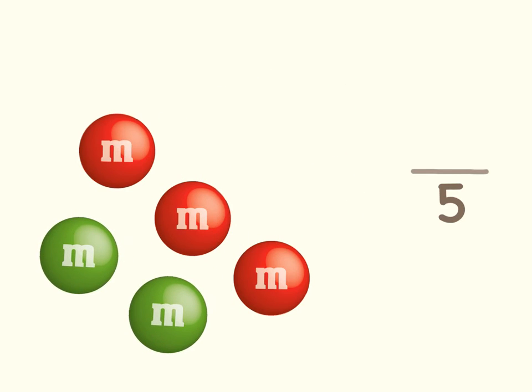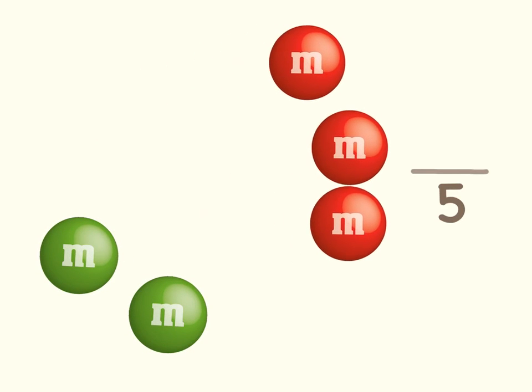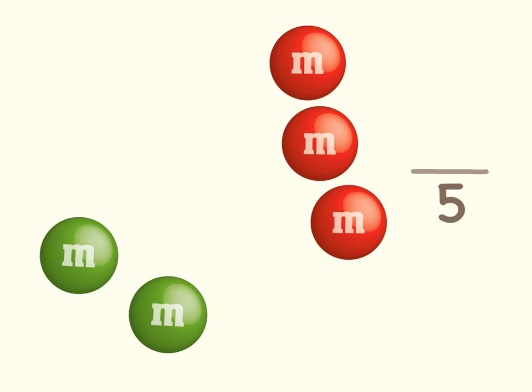And if it's the red M&Ms I'm talking about, then I can say that 3 out of 5 of the M&Ms are red. So 3 out of 5, or 3/5 of the M&Ms are red. And that's how easy fractions can be.